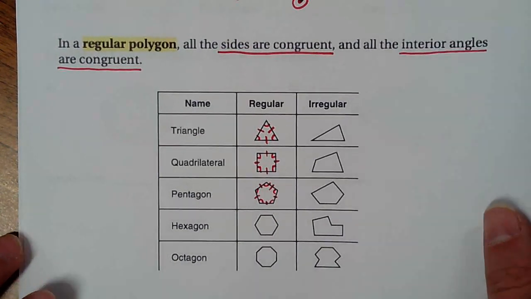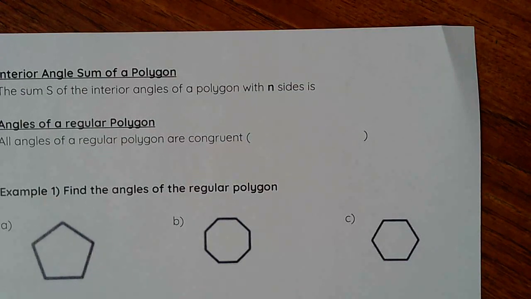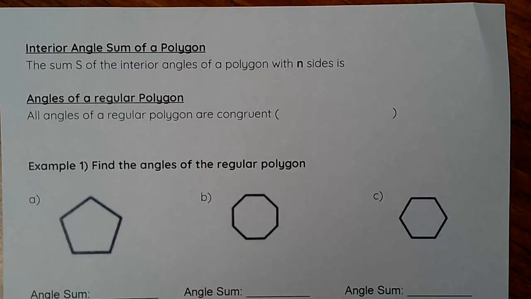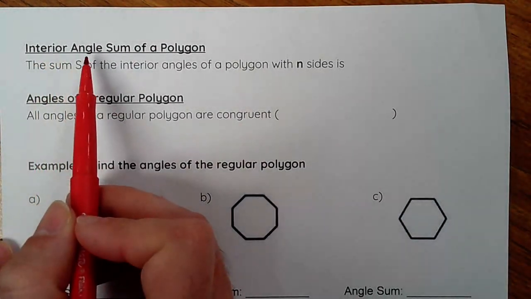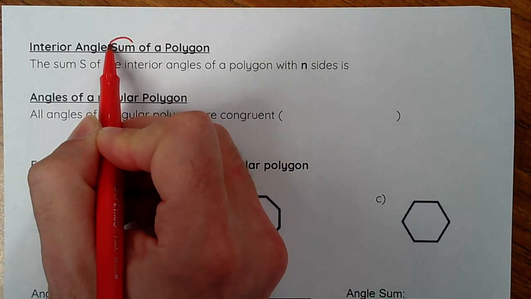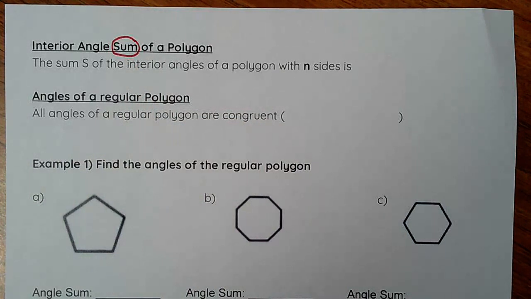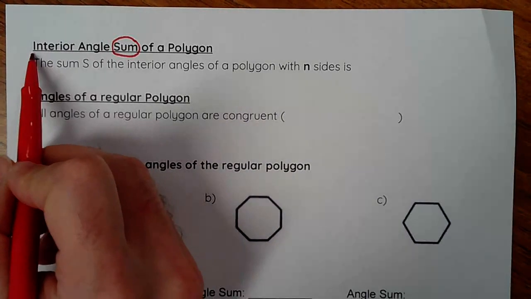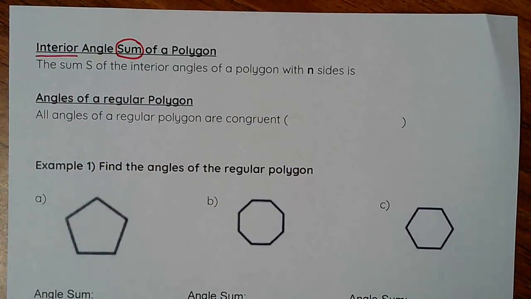Now let's look at those interior angles and a special fact about those interior angles. So we're going to look at what's called the interior angle sum of a polygon. Angle sum meaning addition, or the answer to an addition problem. So this is what the angles would add up to, and we're talking about the inside angles, or the interior angles.